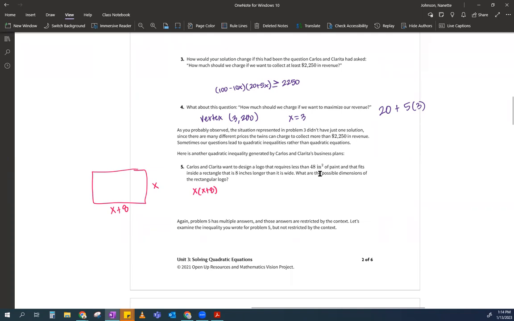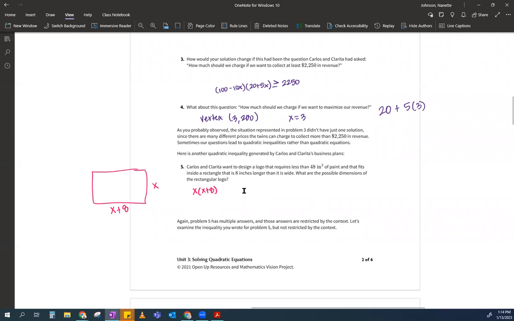Inches squared means that I'm now covering this logo in tiny little Post-its. That's what I think about, right? Like imagine a Post-it that was an inch by an inch. It's a perfect little square. I'm going to cover this whole rectangle with tiny little Post-its. You see all my little rows, and there's not going to be any gaps. There's not going to be any overlaps. And I want to know, how many Post-its did I use to cover this whole thing? So that's why I multiplied X times X plus 8. And they want it to be less than 48 inches squared.